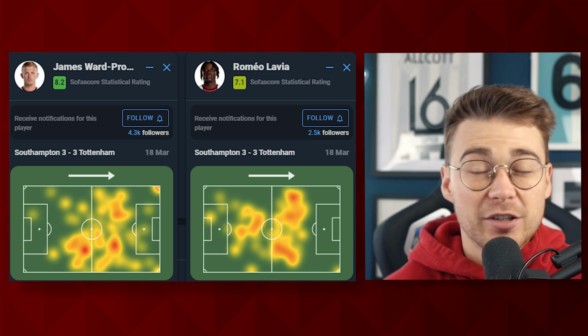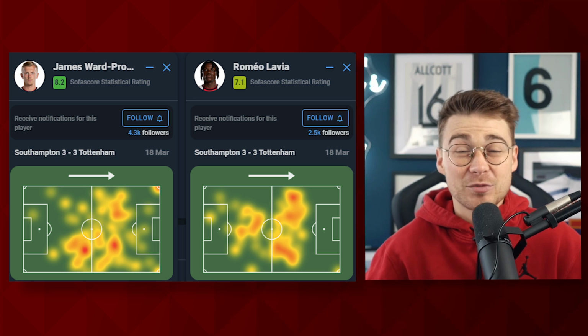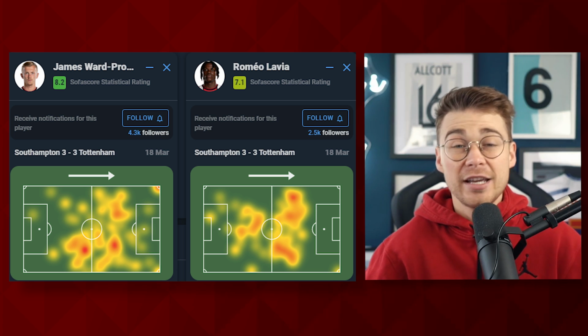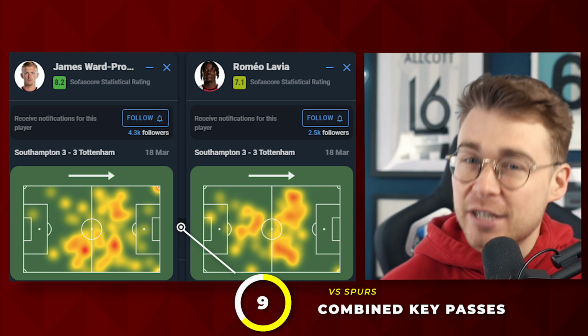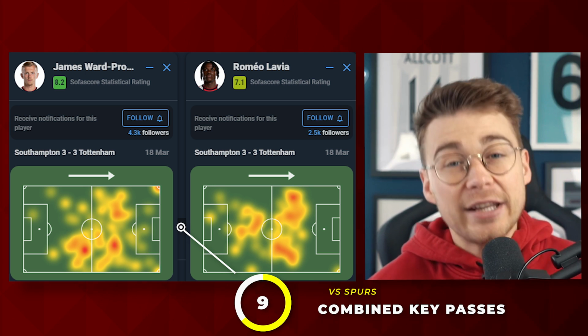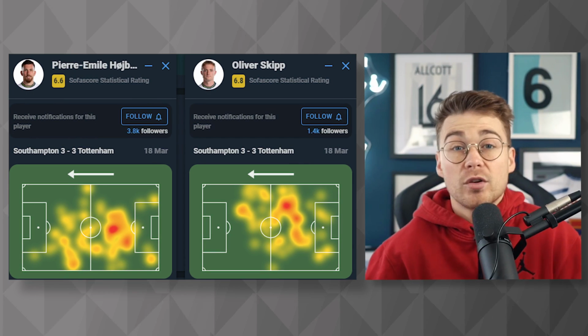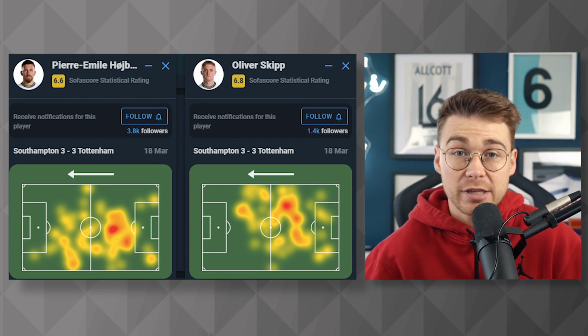James Ward-Prowse made a total of six key passes, whilst Lavia also made 3. So, you know, those two midfielders for the team that's bottom of the league against a team that's in the Champions League places had 9 key passes between them. Between them, they also had 172 touches, while Skip and Højbjerg only had a total of 141 between the two of them. Their heat maps are also the complete opposite of Southampton midfielders' heat maps.